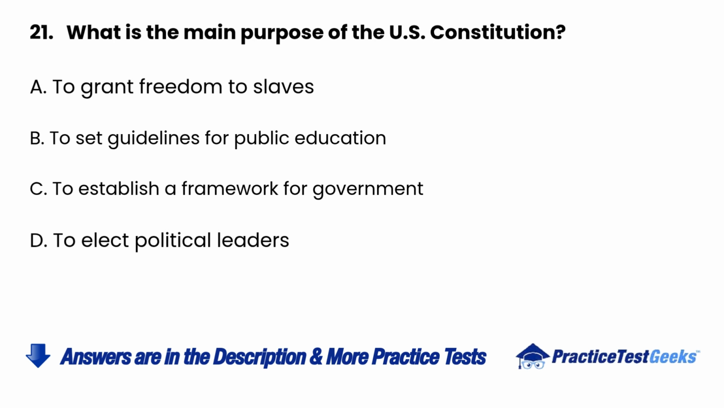21. What is the main purpose of the U.S. Constitution? A. To grant freedom to slaves. B. To set guidelines for public education. C. To establish a framework for government. D. To elect political leaders.